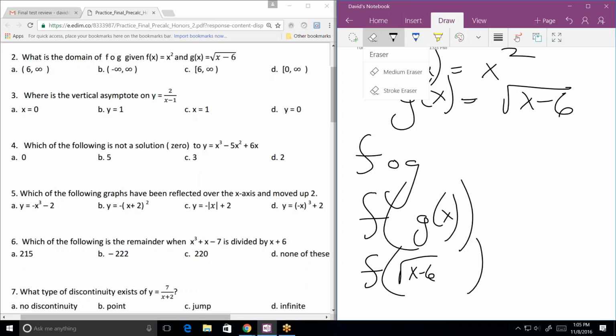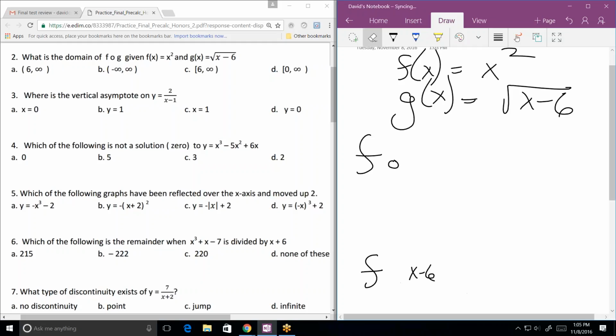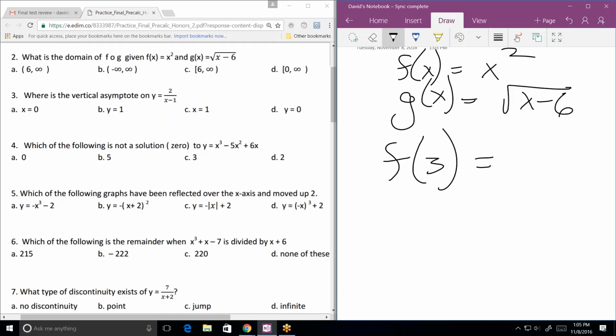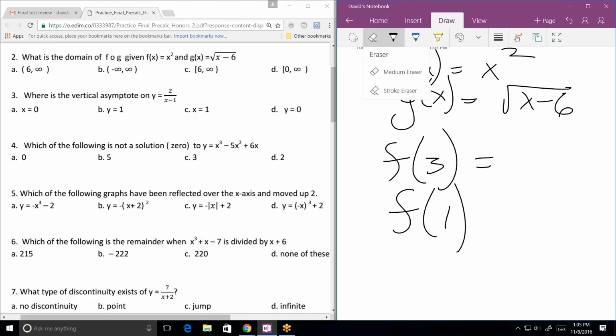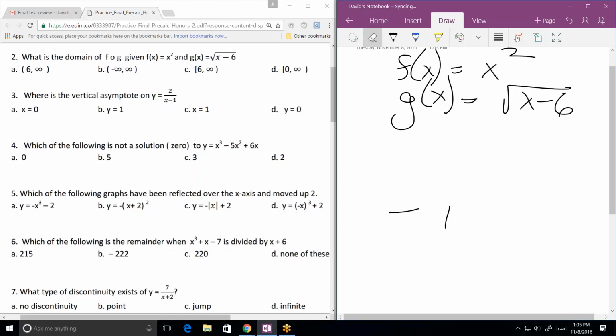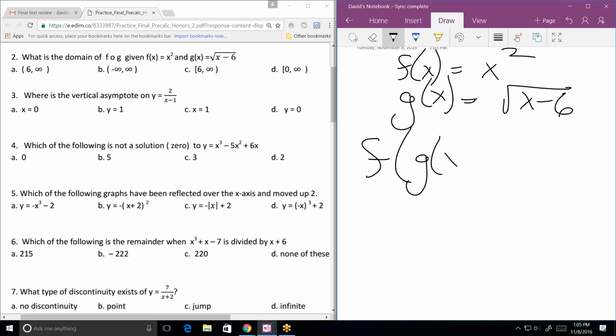Let's go back a step. If I said to you, what is f of 3? What's the answer? It would be 9. What's f of 1? 1. All right. So whatever's in the parentheses, you plug in for x. That's the secret. So when they say f of g of x, let's first plug in g of x. So they're really talking about f of square root of x minus 6.